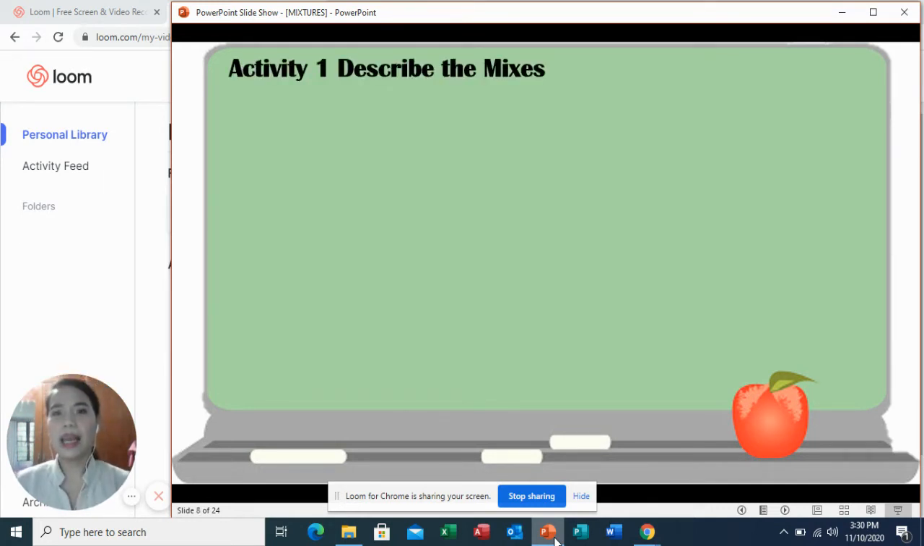Now, let's have an activity. Okay, get your module and let's have activity number 1. Let's do this thought experiment. Imagine that you prepared a glass of milk and mixed nuts for snacks this afternoon.